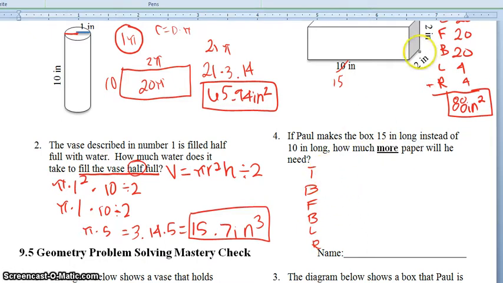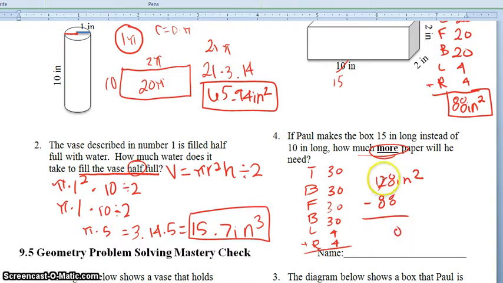So the top of the box would now be 2 times 15, so 30. The bottom would be the same. The front would be 15 times 2, so 30. The left would still be 4. The right would still be 4. So now we have 128 when we add those together. That's not our answer because the question again is how much more paper will he need. So I'm going to have to subtract how much he needed before to find the difference here. So he needs 40 square inches more paper if he makes the box 15 inches long instead of 10.